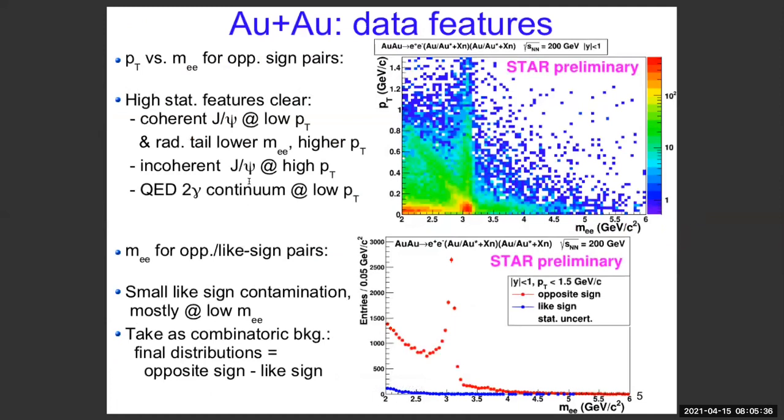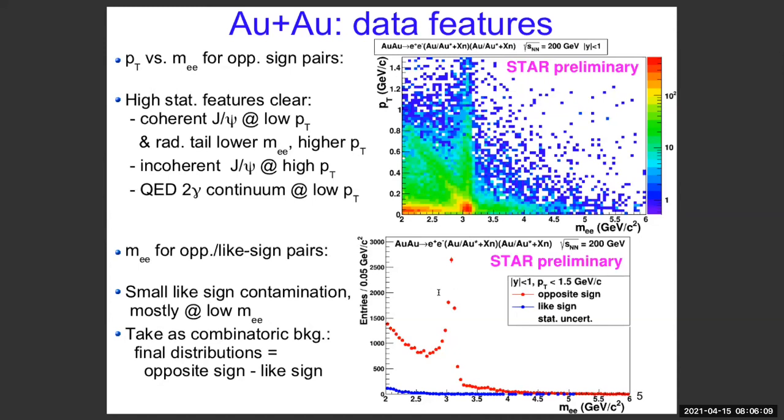So this is what the data looks like. Shown here on the top right is transverse momentum of the pair versus mass of the pair for electrons. And you see all the high statistics features very clearly. There's a huge mountain right at low PT at the J psi mass, which is the coherent J psi. You can also see a radiative tail going up and to the left. The incoherent J psi stretches up to higher PT, and then stretching along the bottom of the plot at low PT, but across the mass range, is the two photon continuum.